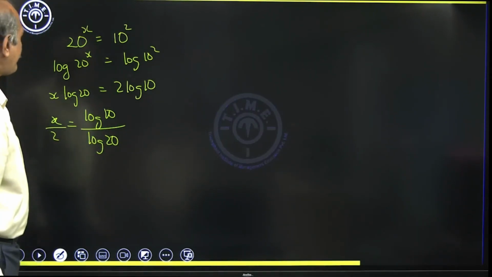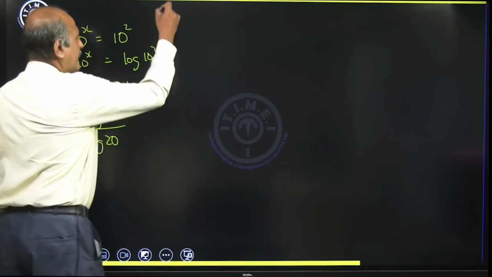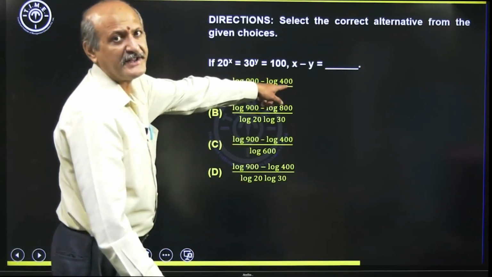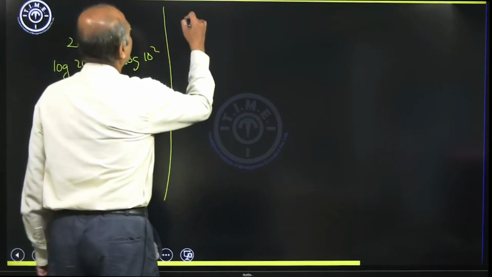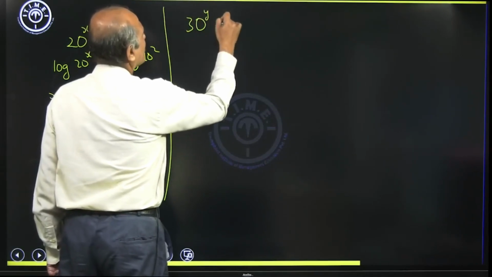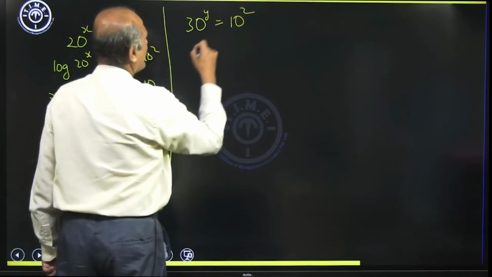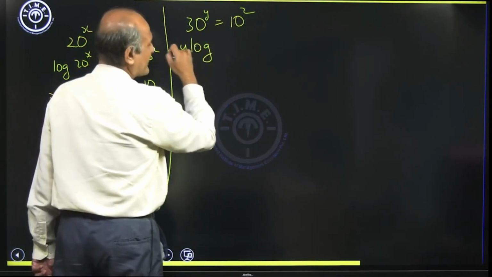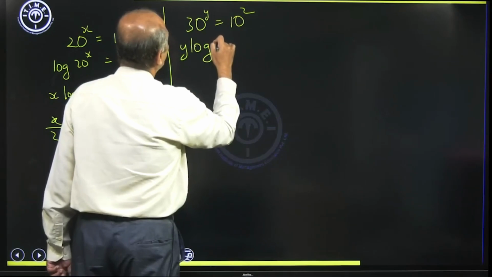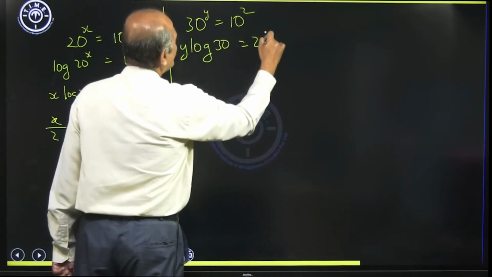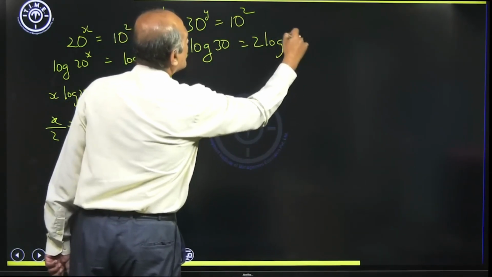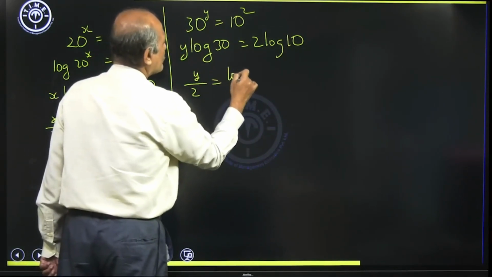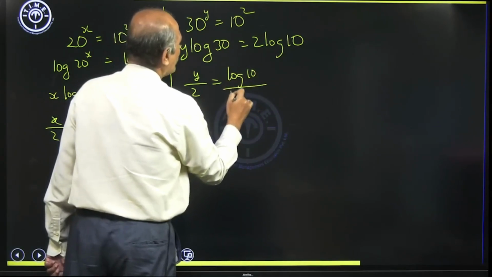Now, please see another part here. Another part is actually given like this: 30 power y is equal to 100. We can write it as 30 power y is equal to 10 square. Same thing, applying logarithms on both the sides, we get a relation like this: y into log 30 is equal to 2 into log 10. That gives me y by 2 is equal to log 10 divided by log 30.